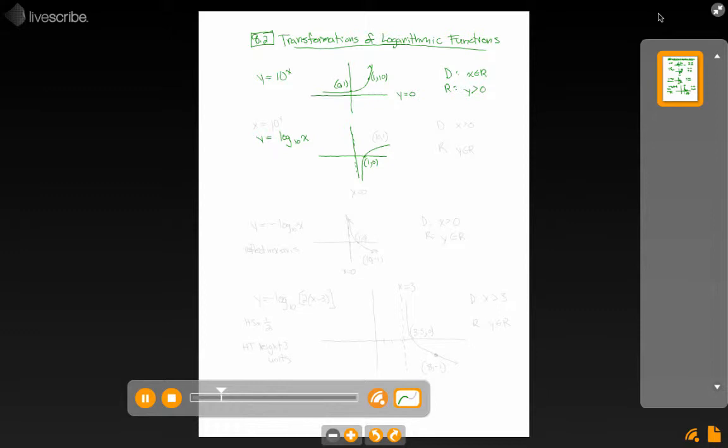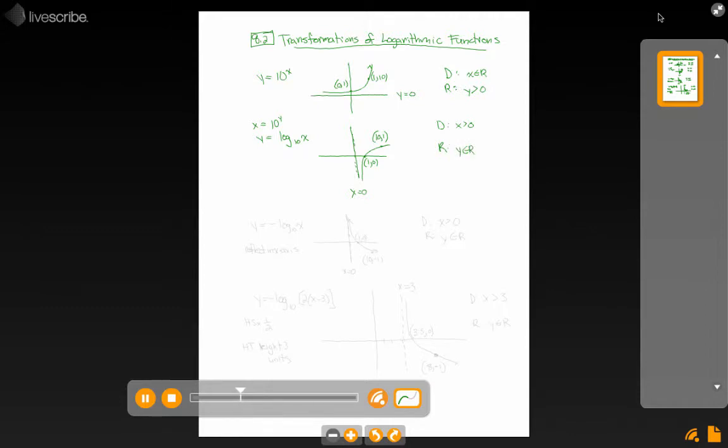What do I mean by that? It means this is the same as saying x equals 10 to the y. It's the inverse function. So the asymptote is now x equals 0. The curve looks something roughly like this. It goes through the point, for example, (10, 1) instead of (1, 10). It goes through the point (1, 0) instead of (0, 1). The domain and range essentially switch here. X is now greater than 0, and the range is y is an element of all real numbers.